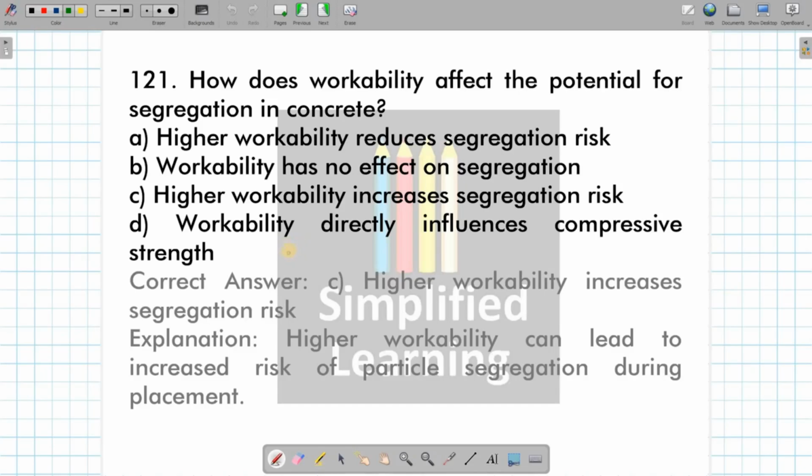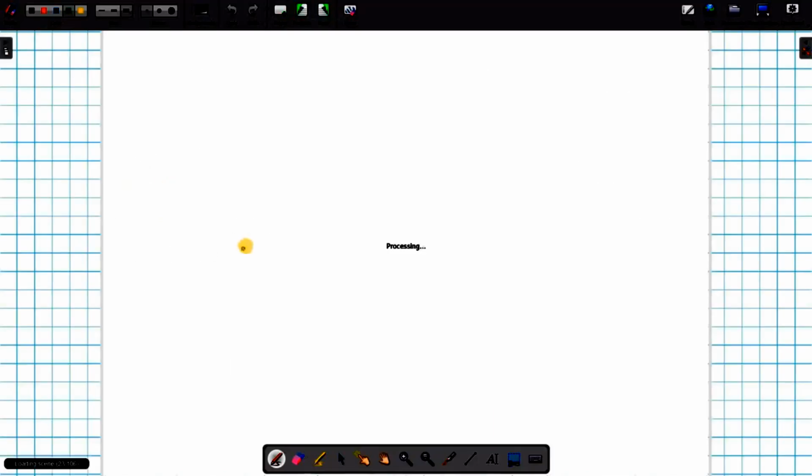Then segregation risk also increases, because when we are saying that workability should be higher, then we are maintaining a high water cement ratio. Then it is going to cause problems like settling of coarse aggregate to the bottom, which is segregation. Thereby higher workability increases the chances of segregation, thereby increases the segregation risk. Option C is the right one.